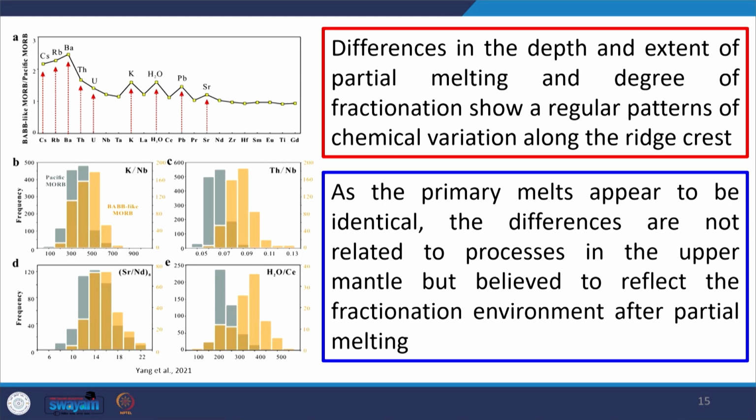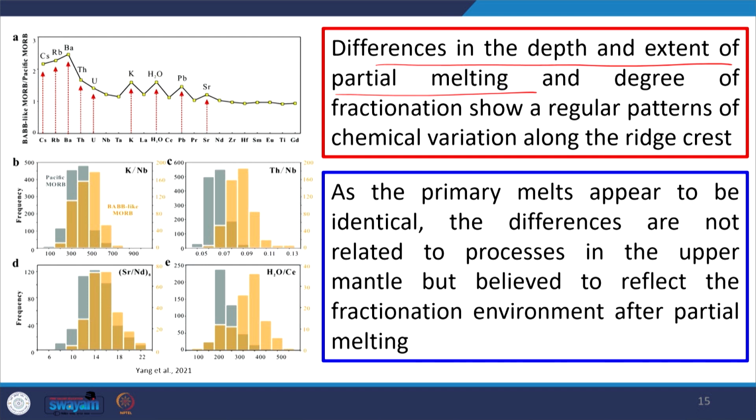And differences in the depth and extent of partial melting and the degree of fractionation show a regular pattern of chemical variations along the ridge crest. So, that is why this difference in the depth and extent of partial melting, how much partial melting is taking place in the mantle peridotite, and the degree of fractionation, how much fractionated the magma is, also define what type of chemical composition the magma should have.